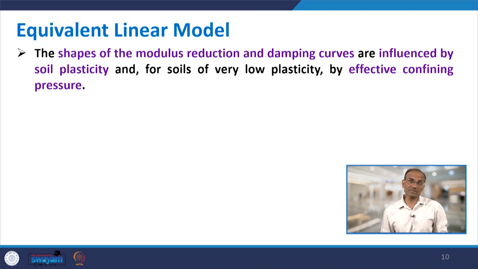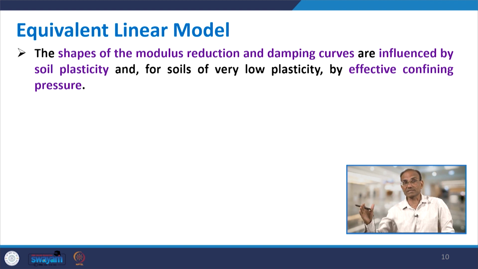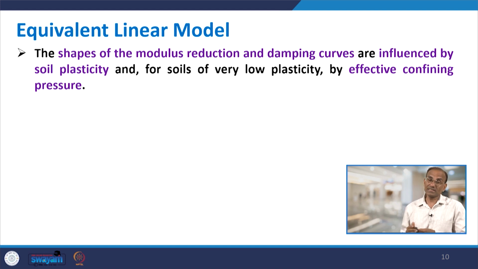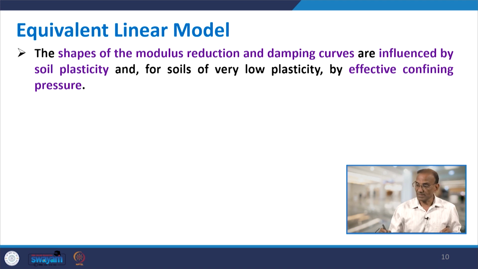The shapes of the modulus reduction and damping curves are influenced by other parameters. Of course, both parameters vary with the shear strain, but their shape depends on many factors, including soil plasticity, and for soils of very low plasticity, the effective confining pressure. If you have the PI, the first point will depend on PI, but if you have sands then PI becomes 0, and in that case it depends on the effective confining pressure. These things we will discuss in the next slides.